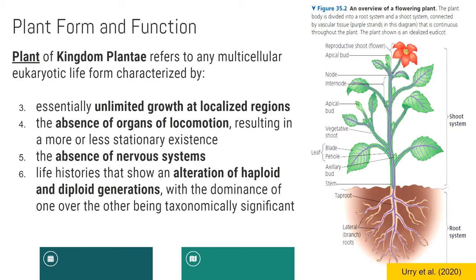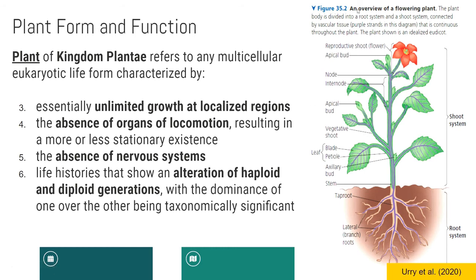They do not have nervous systems. And their life histories show an alternation of generations, an alternation of haploid and diploid generations. We will learn more about this when we get to plant life cycles.